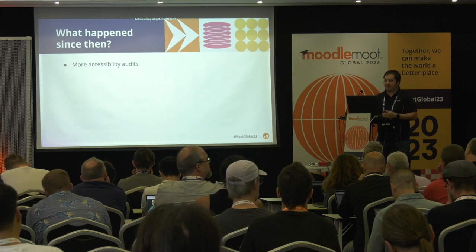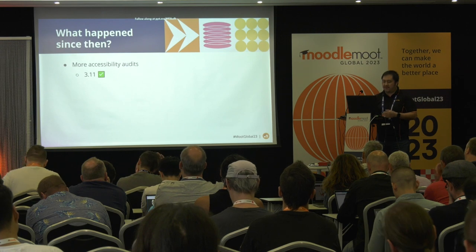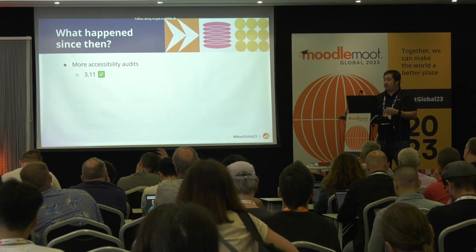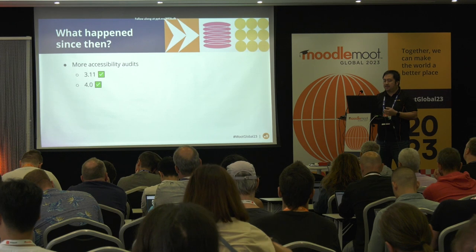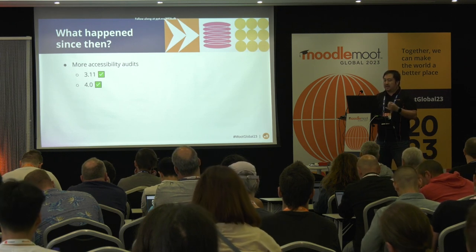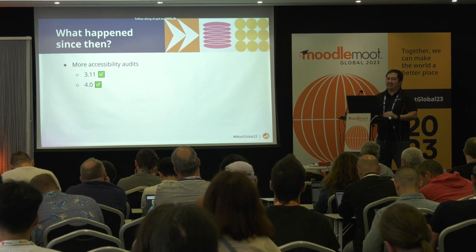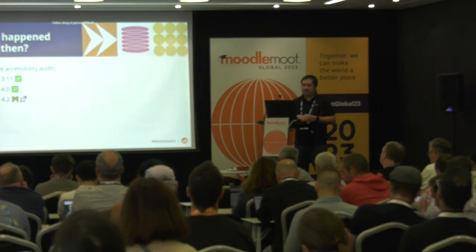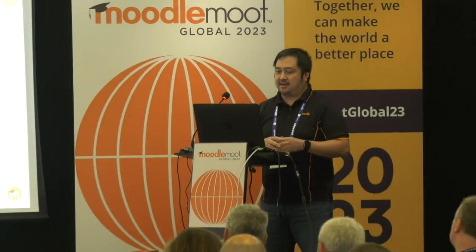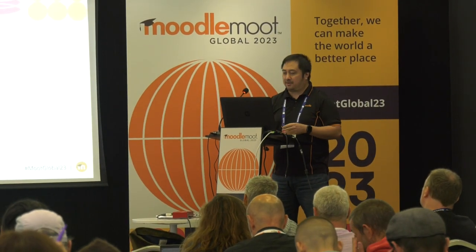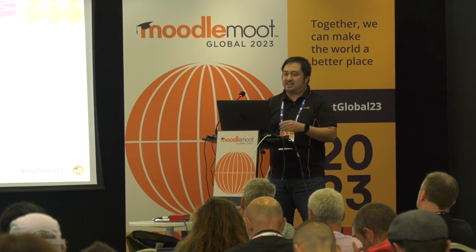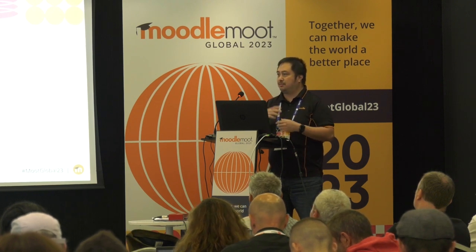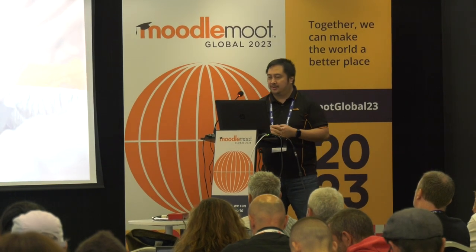We have more accessibility audits performed in a semi-annual fashion. So we had 3.11 audited in 2021, and we got the accreditation in 2021. We had 4.0 audited in 2022, and this May, we finally got the accreditation for it. And then quite recently, about a month ago, we had 4.2 audited, and we are currently in progress of fixing the issues raised from this audit. As usual, the page selection consists of 20 representative pages from existing features and new features of the Moodle version being audited.